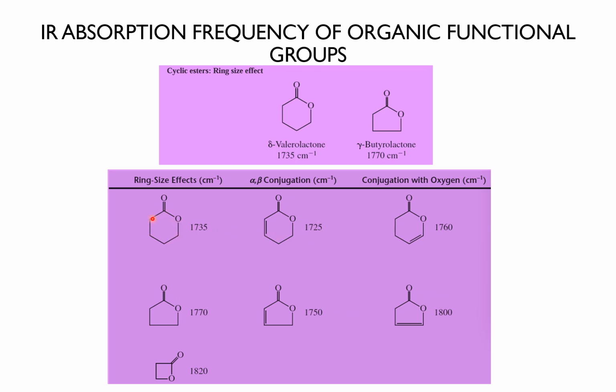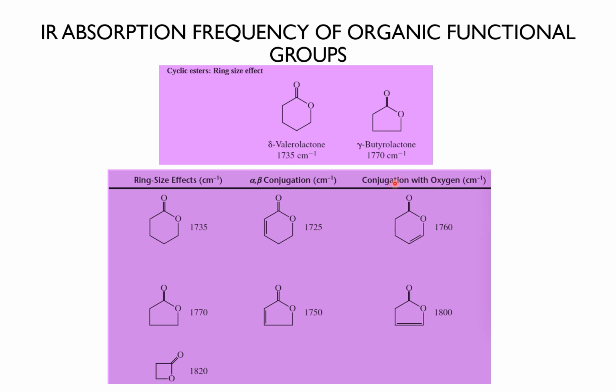One is without any conjugation, and the other is alpha beta unsaturation, conjugation is present, so the value is lesser. Similarly, if I consider this without conjugation, the value is 1770, but when we introduce alpha beta conjugation, the value declines to 1750 centimeter inverse.